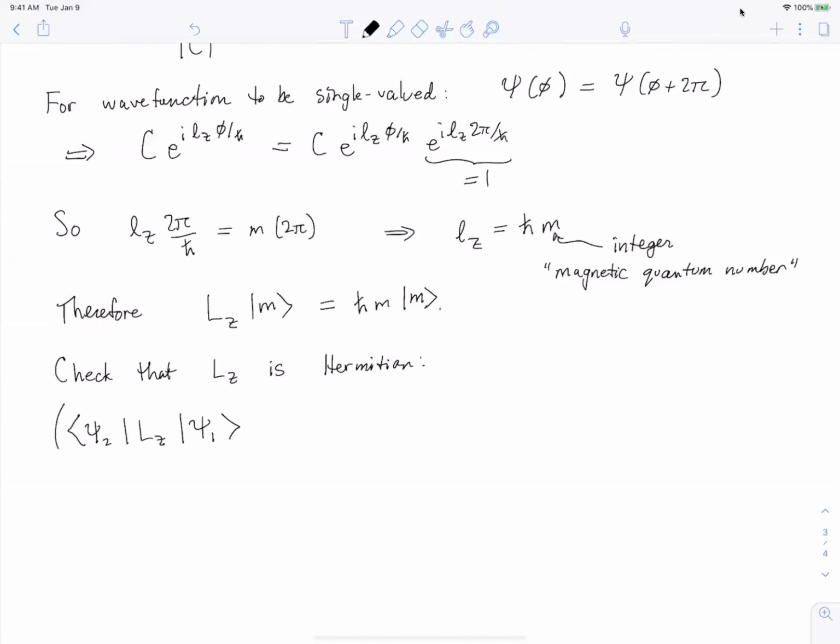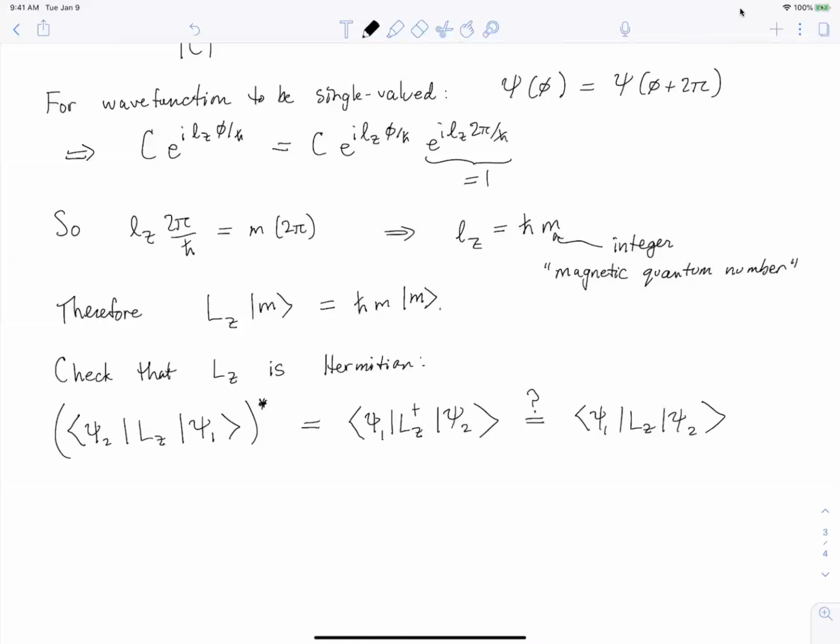And let's see what happens when we take its complex conjugate. Okay, so on the one hand, when we take its complex conjugate, that's equal to psi1 L z dagger psi2. Okay, and so that's definitely true. And then if L sub z is Hermitian, so I'll put a little question mark over this equal sign, that should be equal to psi1 L z psi2.